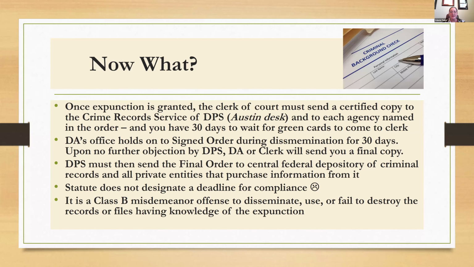And like I said, the DA's office holds on to the signed order for 30 days, and then they send it to Austin. And then Austin has a period of time. The statute, however, does not designate a deadline for compliance. So they don't say, oh, inside of 30 days or 60 days or whatever, you will have entered this into NCIC, that this record is removed. There's no deadline. And so, unfortunately, especially crawling out of COVID, there's no guarantee on when it's going to be entered.